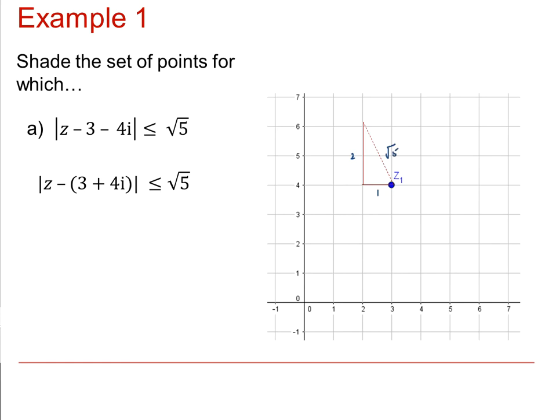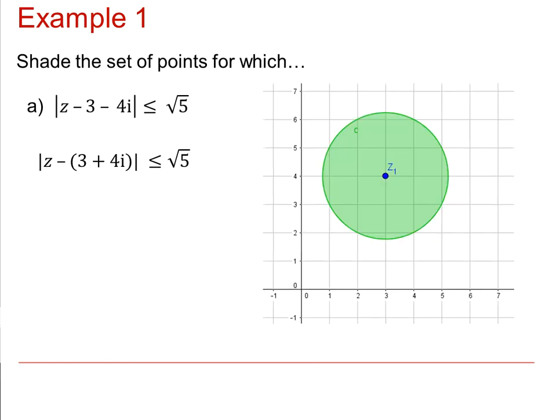So our circle, if we were looking at equal to, would be the circle with z1 at (3, 4) as the centre and radius root 5. Now, because we've got less than or equal to root 5, it's not just the circle itself, but everything which is inside the circle that we're considering. So there we have that region of the plane which is less than or equal to the square root of 5.